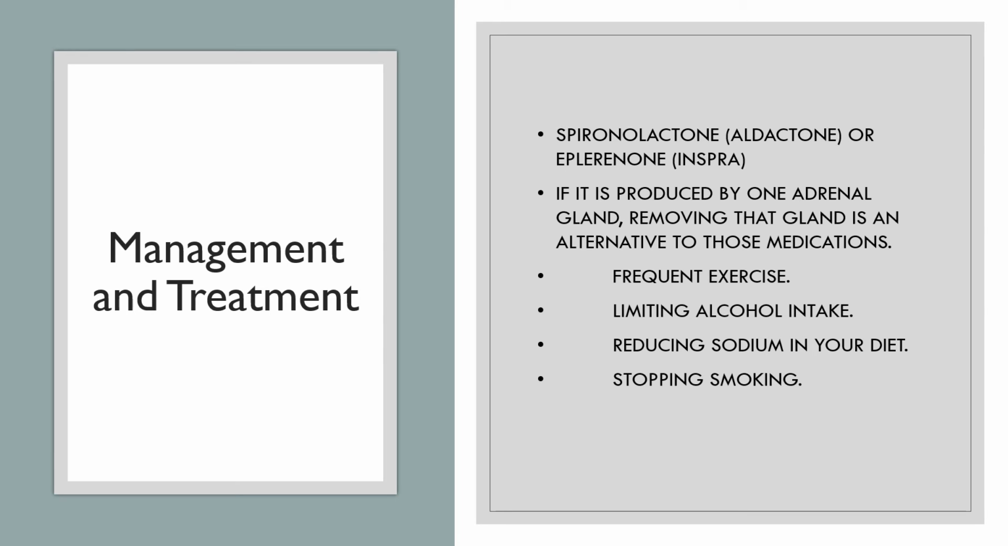Primary hyperaldosteronism resulting from an adenoma, which is a tumor, is usually treated surgically. Removal of adrenal tumors may control the symptoms. Even after surgery, some people have elevated blood pressure and require medication. Your doctor may also recommend lifestyle changes, which include frequent exercise, limiting alcohol intake, reducing sodium in your diet. Dietary sodium restrictions and administration of medication may control the symptoms without surgery. And the last thing for lifestyle changes will be smoking cessation.